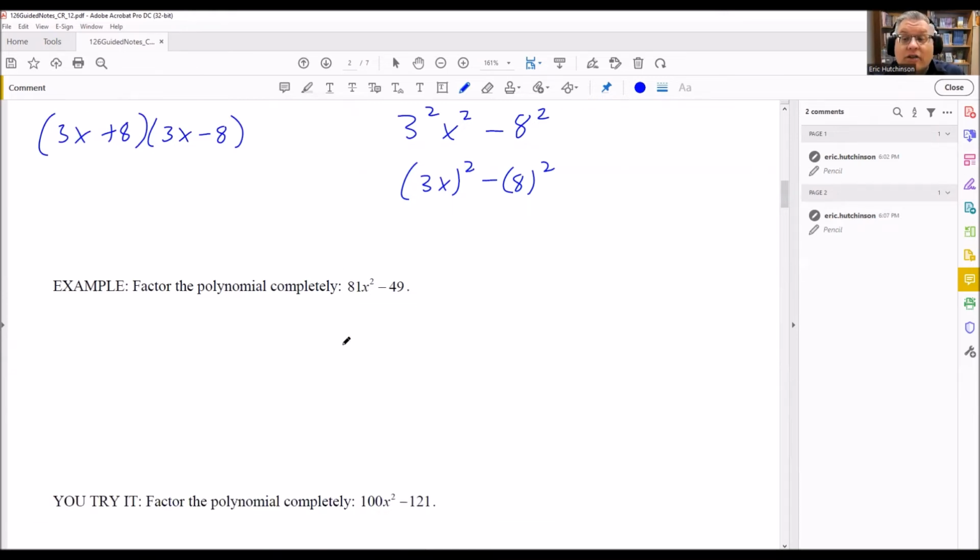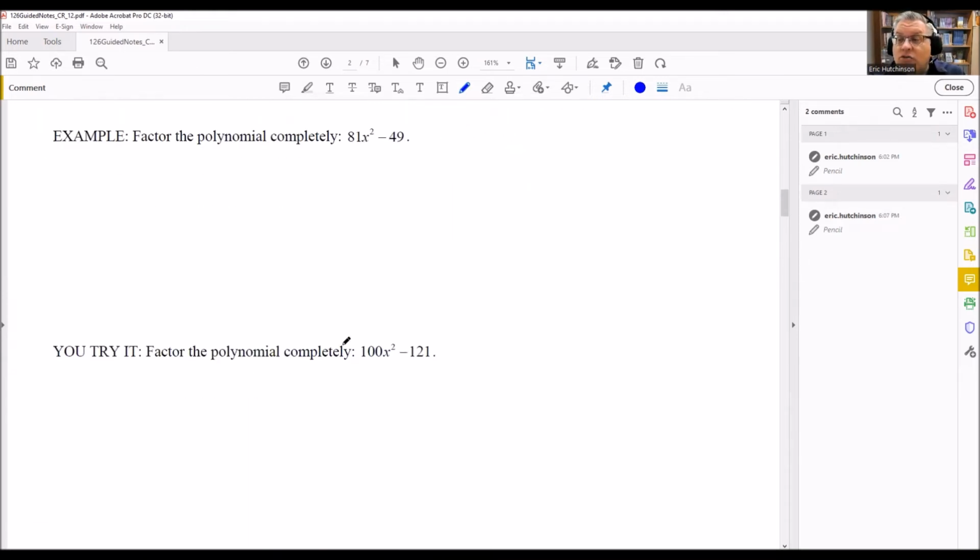Now let's take a look at the next two examples. They're going to be similar. Again, for each of these, what we want to do is write these as a quantity squared. So 81, I want to write as 9 squared, and then I have x squared. The 49 can be written as 7 squared.